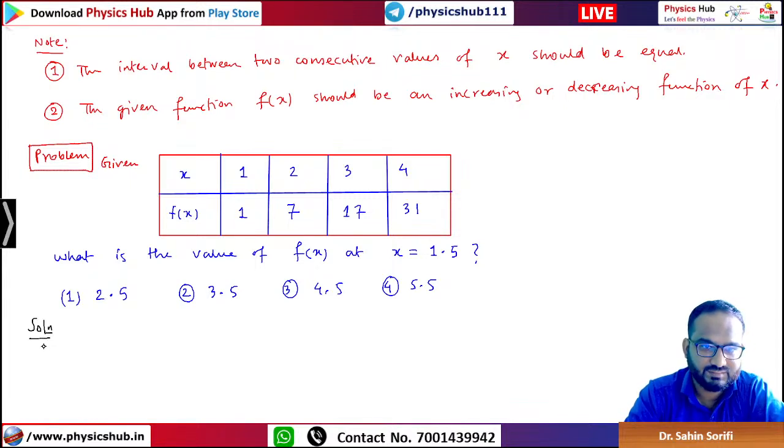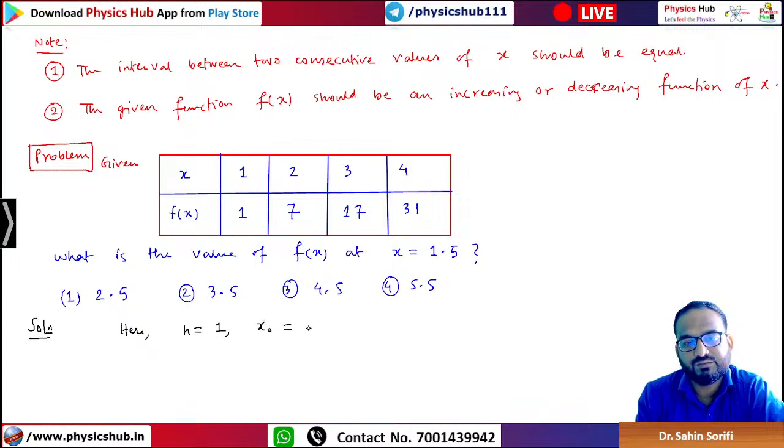What is h here? h is equal to 1, since the values are 1, 2, 3, 4. x0 is equal to 1, x is equal to 1.5. So u equals x minus x0 by h, which is 1.5 minus 1 by 1. So it is 0.5.